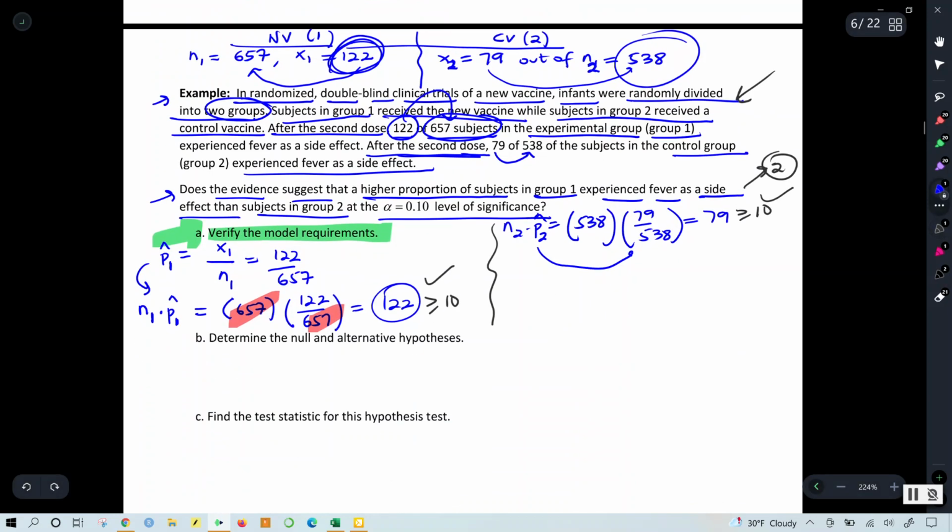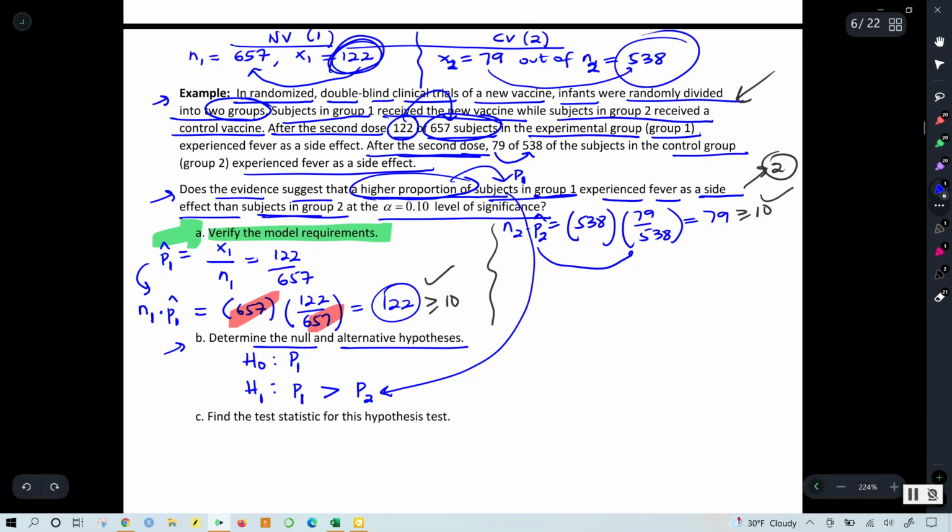So with that said, we move on to step B, where we determine the null and the alternative hypothesis. Our null is written as H0, alternative as H1. Well, what we want to test is to see if a higher proportion of subjects in group 1, that is, the proportion in group 1, is going to be higher than those in group 2. That is, we want to check if proportion 1 is going to be greater than proportion in group 2? That is what this question wants us to test.